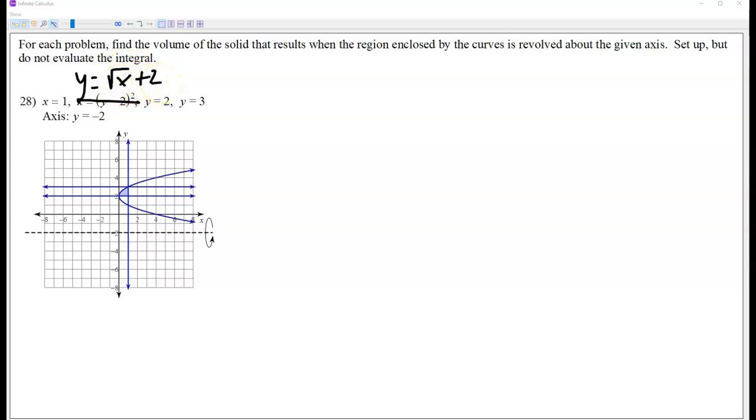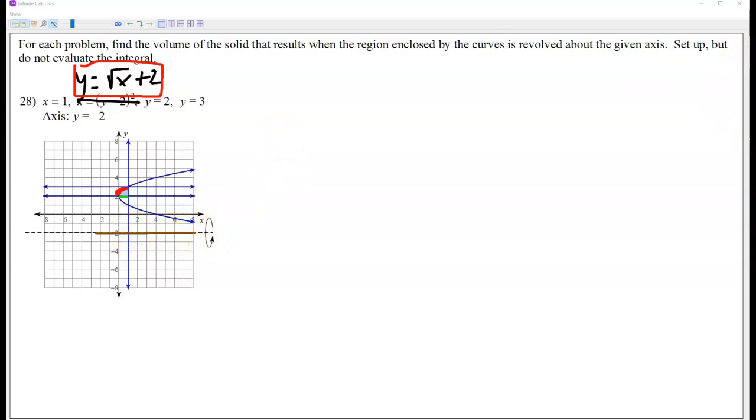All right. So we have, I'll highlight that in red. That's this line right here. And then we have the bottom half, which is this line here, right? And then we have our axis of rotation, which is way down here.